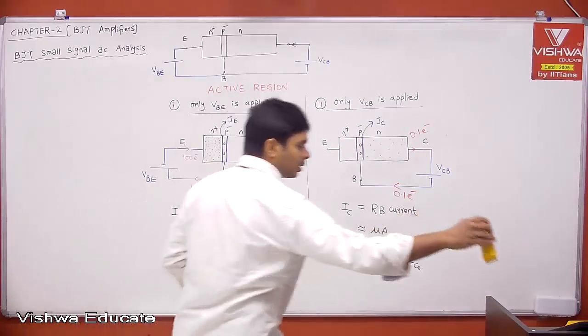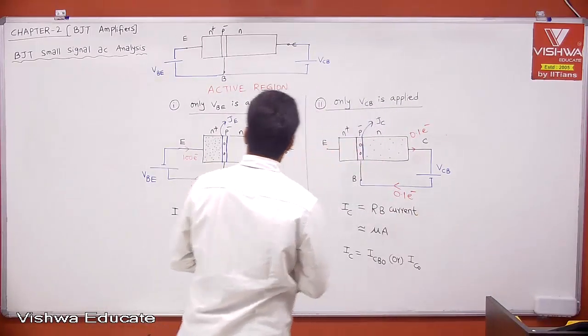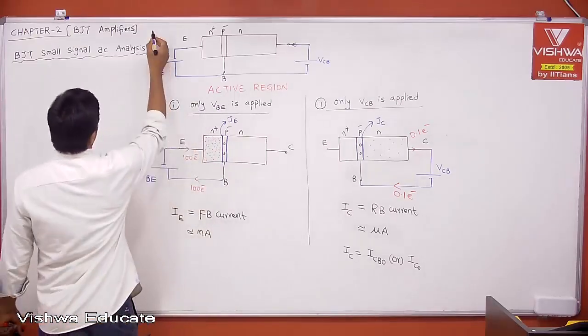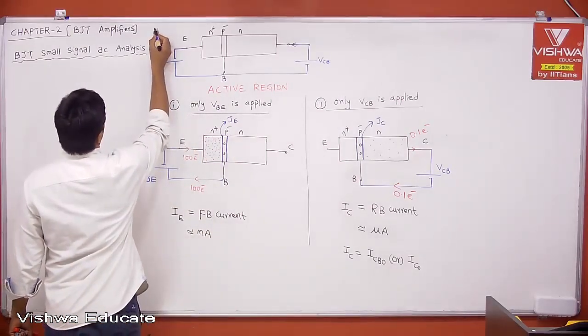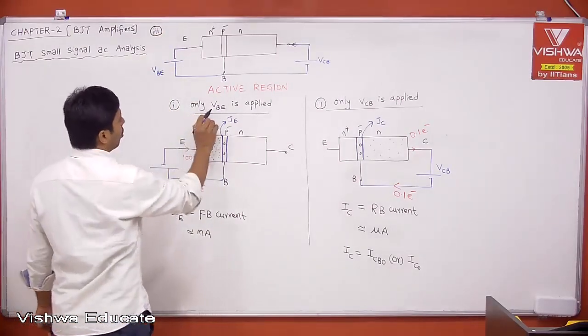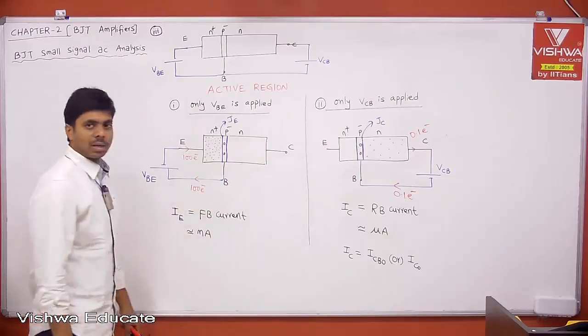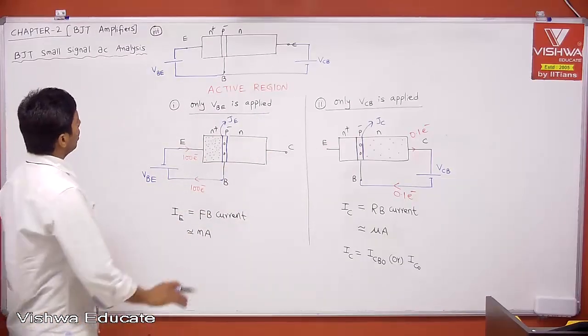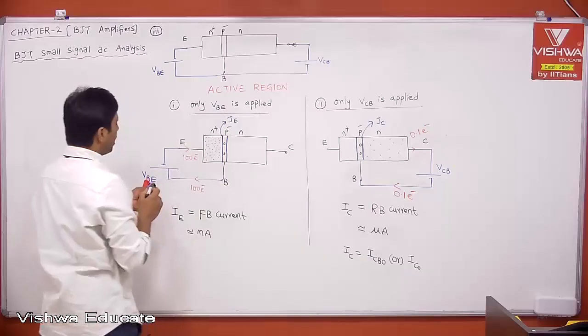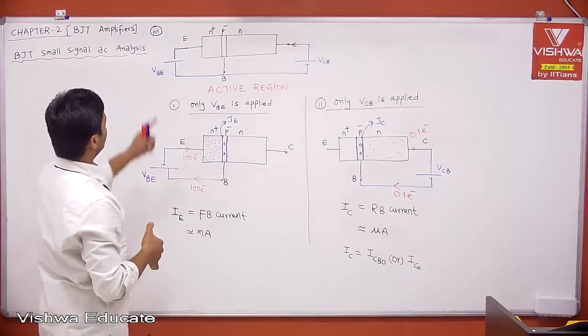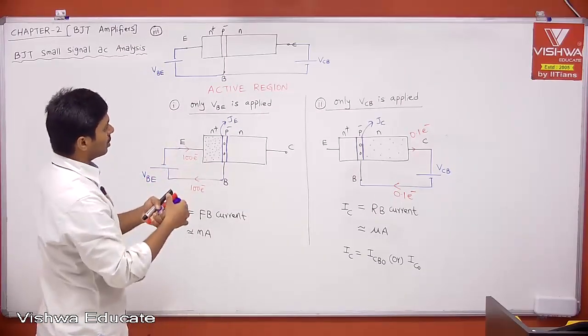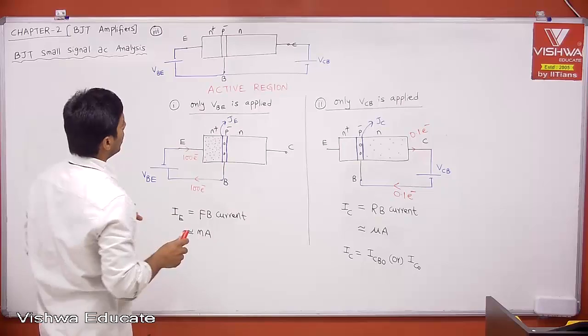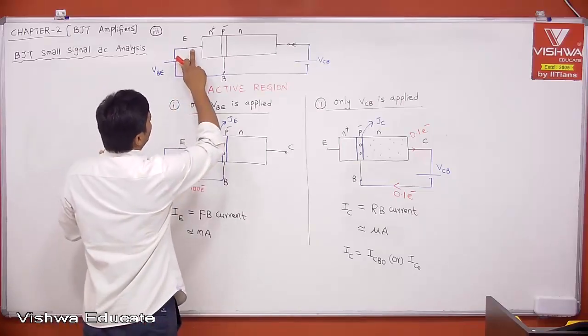You have to draw once again, but I'm going to use the existing one. This is point number 3. What is point number 3? Both VBE and VCB are applied. When both VBE and VCB are applied, we know that there is a current, right? Just listen, this is very important. Therefore, tell me what emitter current we are expecting.